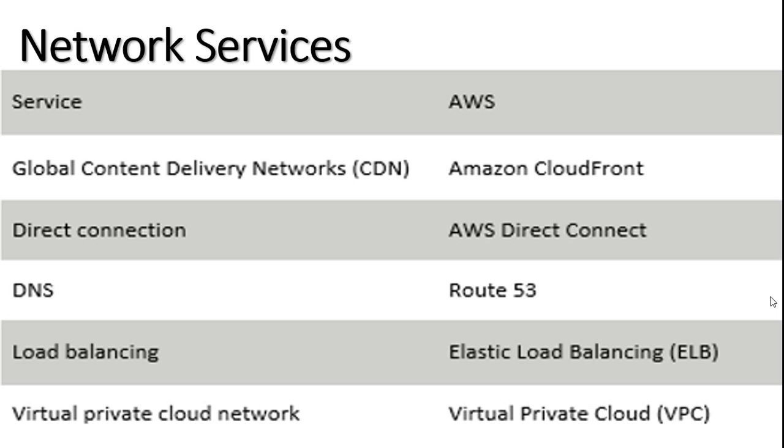Next we have Route 53, which is our DNS service. It is a highly scalable, highly available domain name system by Amazon. The name is in reference to the TCP and UDP port 53, where DNS requests are addressed.